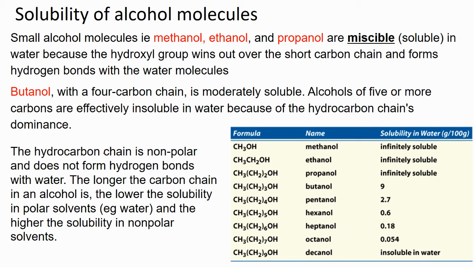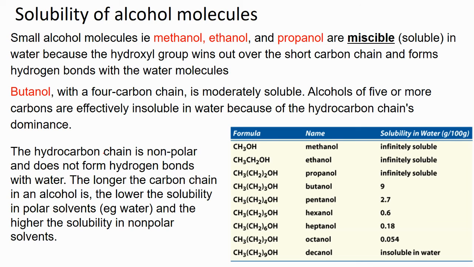Small alcohol molecules, methanol, ethanol, and propanol, are miscible. They are soluble in water because the hydroxyl group wins out over the short carbon chain and forms hydrogen bonds with a water molecule. Butanol with a 4 carbon chain is moderately soluble. Alcohols of 5 or more carbons are effectively insoluble in water because of the hydrocarbon chain's dominance.